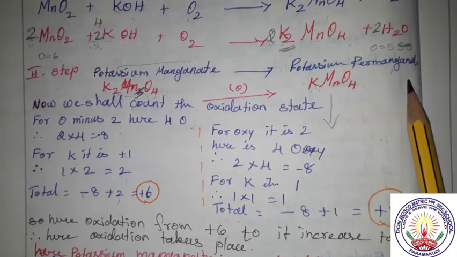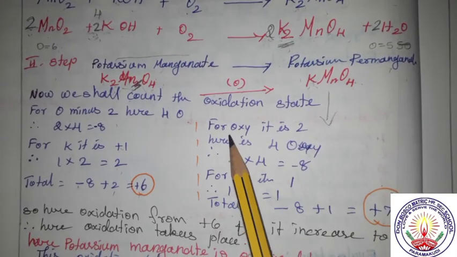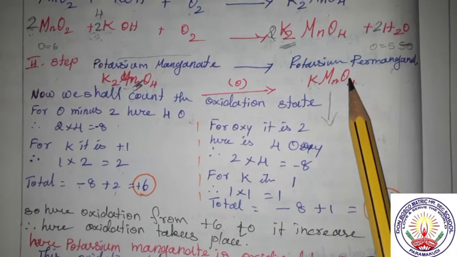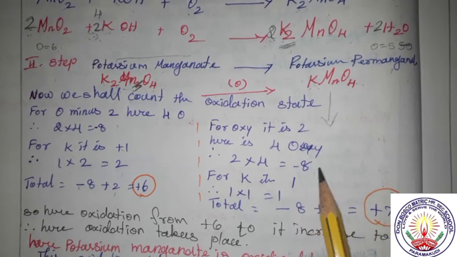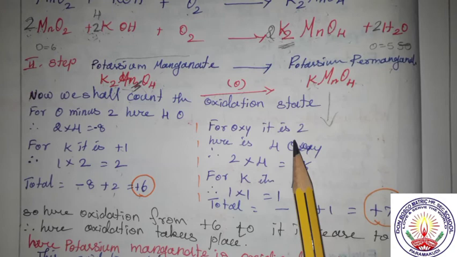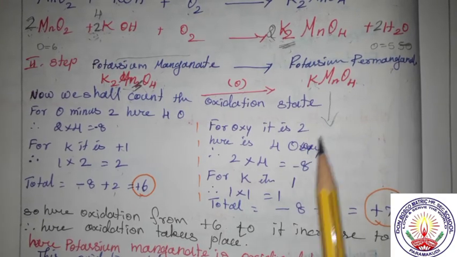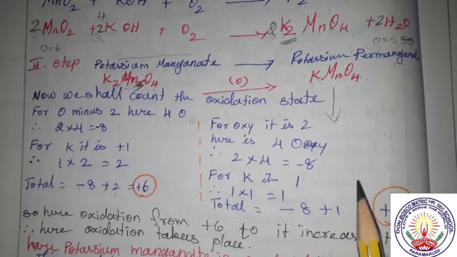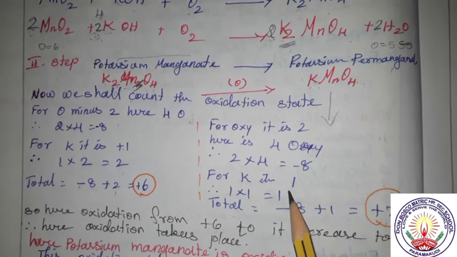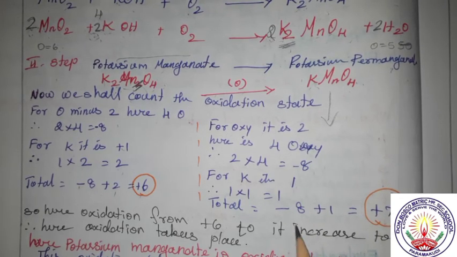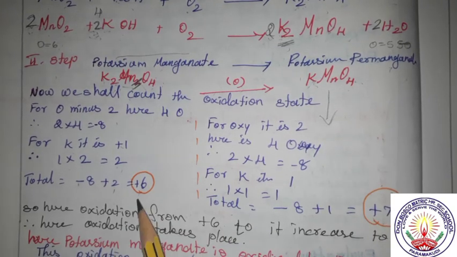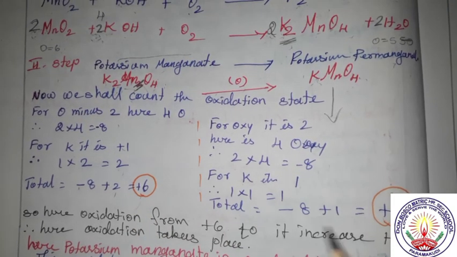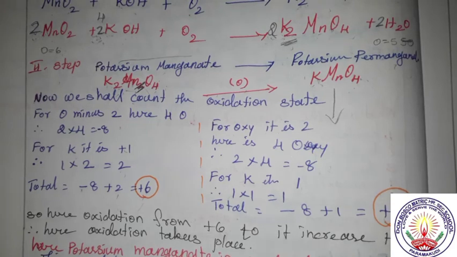And for potassium permanganate, for oxygen it is minus 2. So we have 4 oxygen, 2 into 4, 8, minus 8. Here for hydrogen 1, and we have only 1 hydrogen. So 1 into 1, 1. So minus 8 plus 1, we are getting plus 7 oxidation state. So here it is plus 6 oxidation state, here it is plus 7 oxidation state.